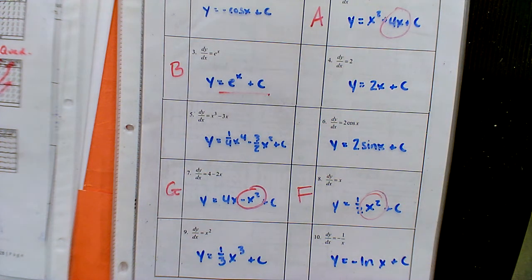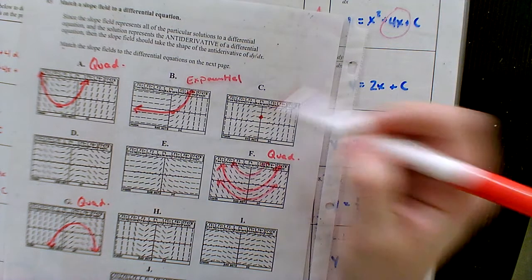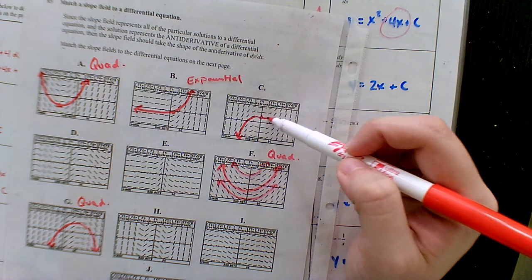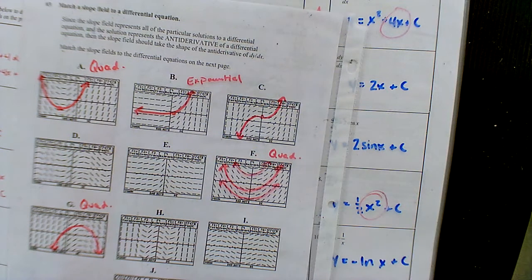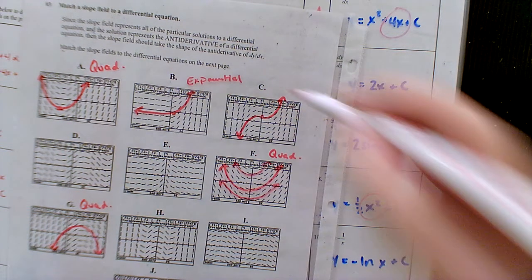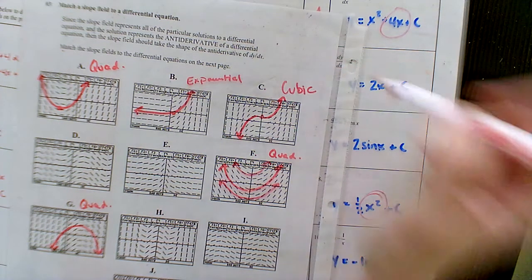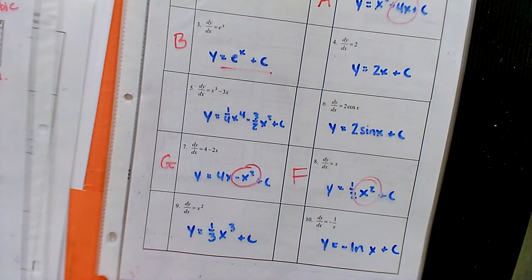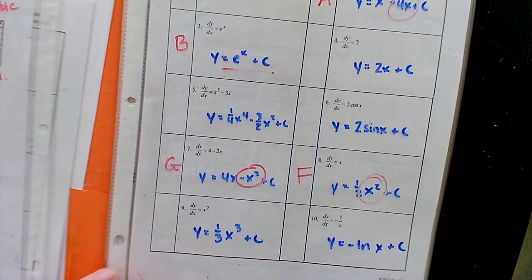C is cubic. Okay, so if we take a look at the graph of C, if you were to pick a point wherever you wanted and follow the slopes left and right, you would get that kind of curly S shape. And I think that's the only one of the graph we have. So if that's a cubic graph, let's match it up to our cubic antiderivative. Looks like that would be 9, right? 1/3 x cubed.